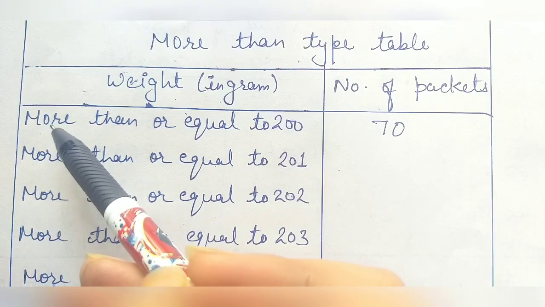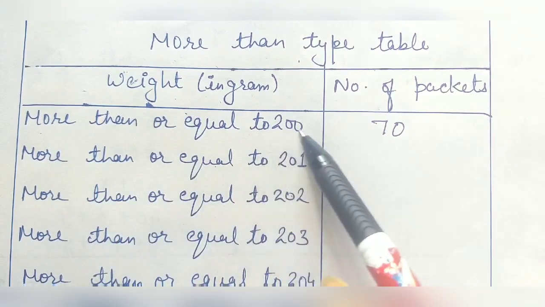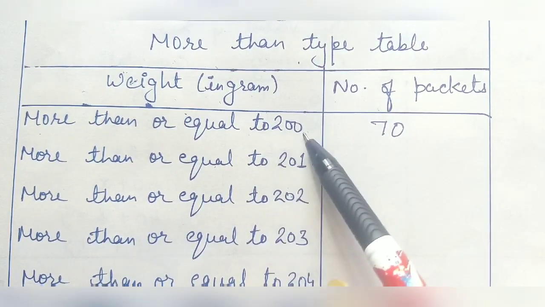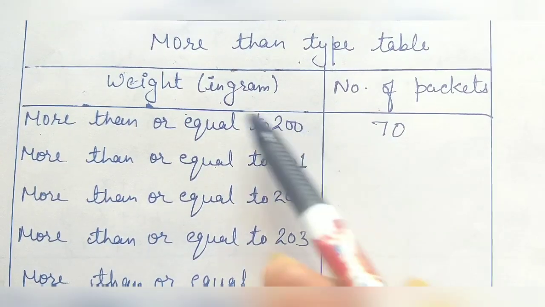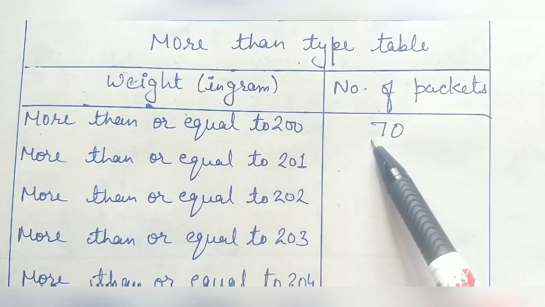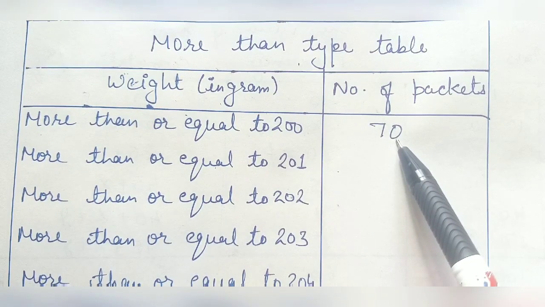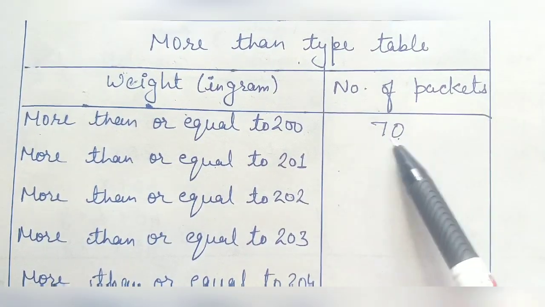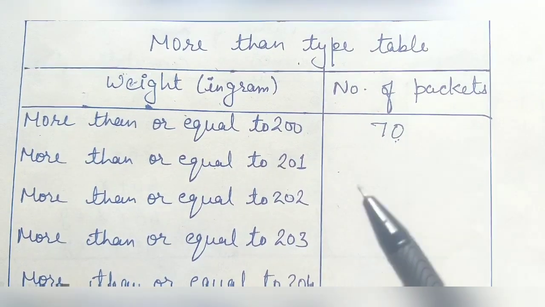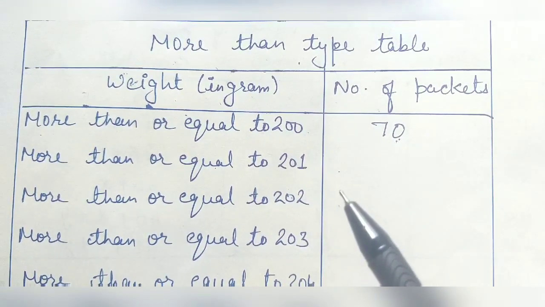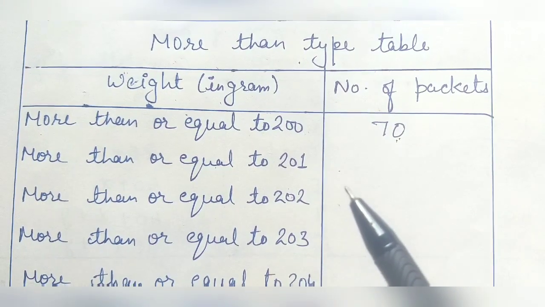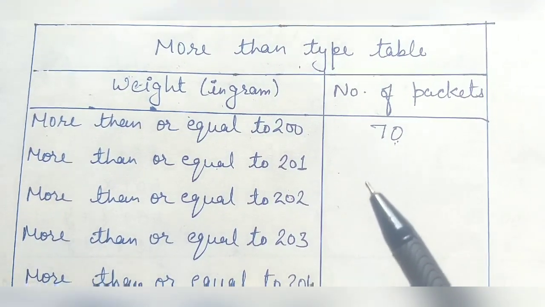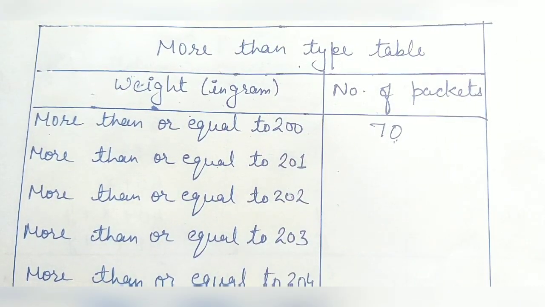We'll write here more than or equal to the lower limit, which is 200, and for this value we have 70 packets, or the sum of the frequency. We'll write the sum of the frequency here. Here's the smallest trick, or you can say the easiest way, to write the more than type table.